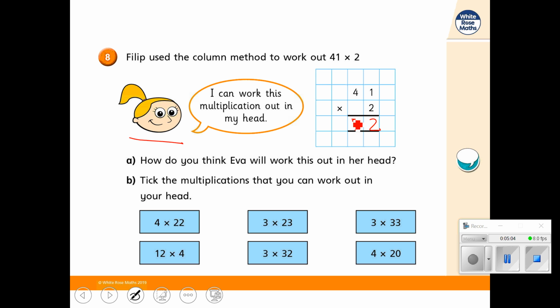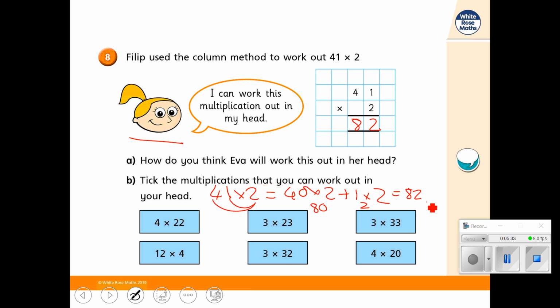So this young girl here is saying she can work it out in her head. And actually, Mrs. Eden can work it out in her head, and I think you can probably work it out in your head as well. Because if you have 41 multiplied by 2, all you're doing is saying 40 times 2, add 1 times 2. Well, 40 times 2 is 80, 1 times 2 is 2, add them together, and we get 82.